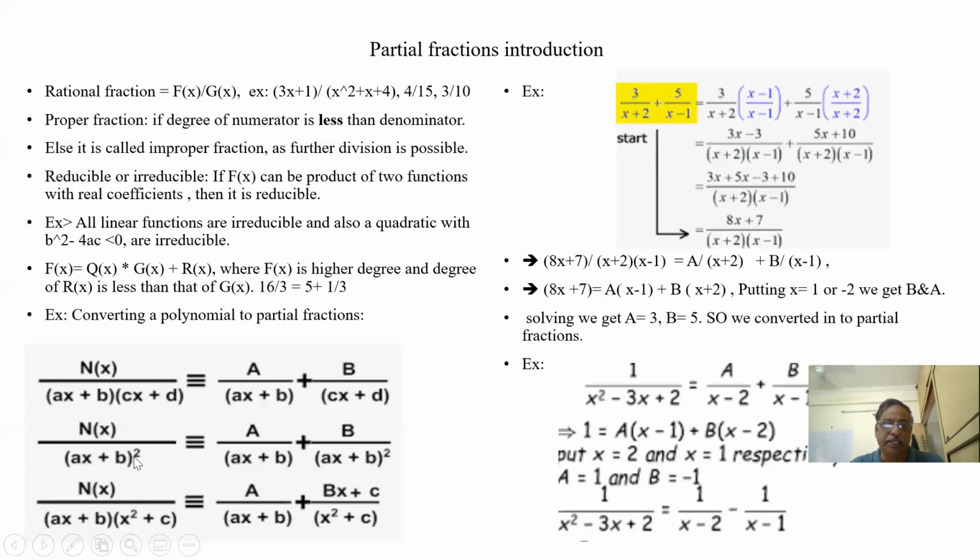Suppose there is a square here, a linear function with a square. Then how do I have to do it? It can have A by ax plus b, one of the roots, and ax plus b whole square also can be there. So A by ax plus b plus B by ax plus b whole square. This way, if we distribute the square, and if a cube is there, then 1, square, cube, all the three will come: A plus B plus C. Like that. We will do some examples on these two, then we'll come to the third one.